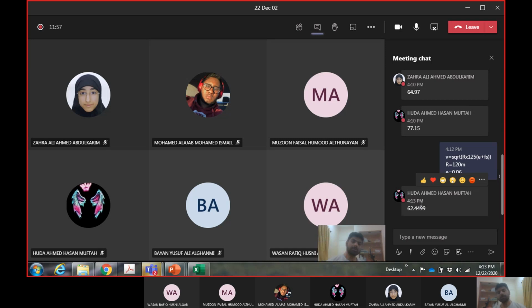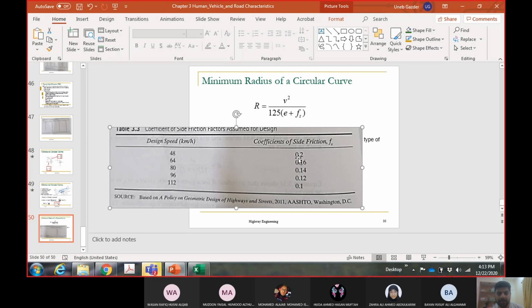Okay, now your assumption was 48. See here, why your assumption was 48? Because Fs 0.2 means the speed should be 48. So this Fs did not satisfy your assumption. You will take another value of Fs.